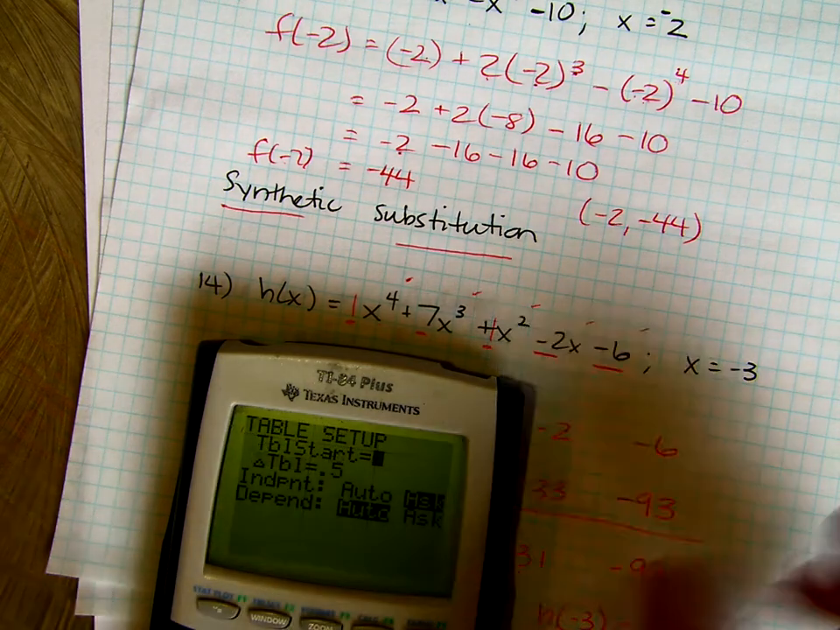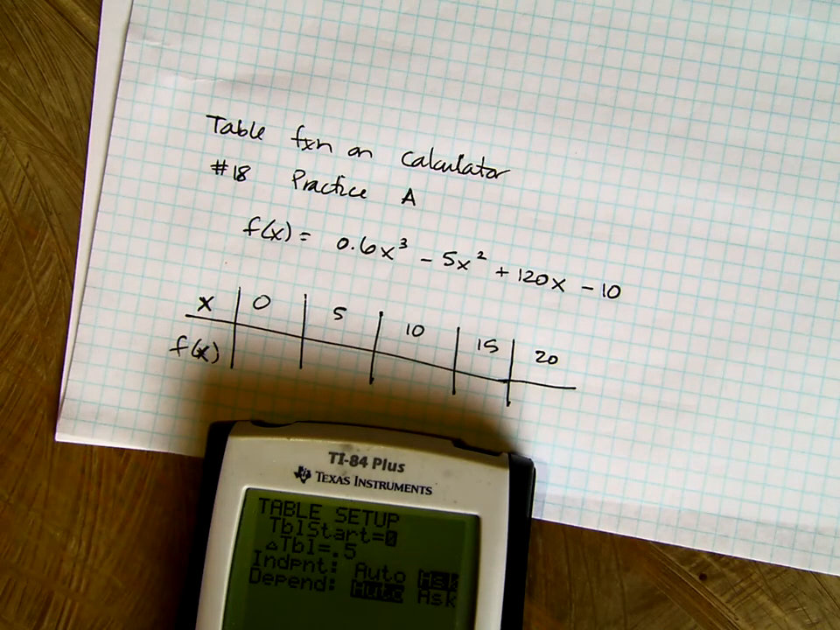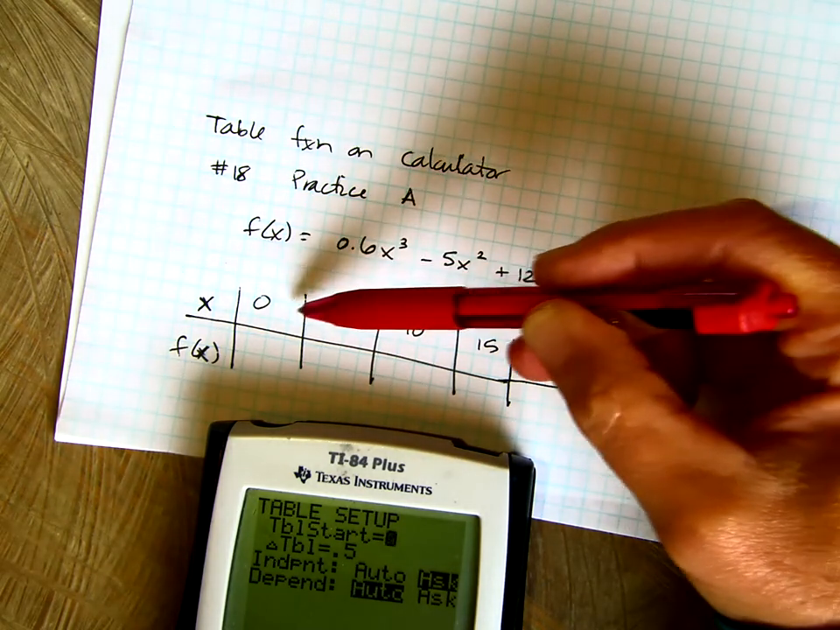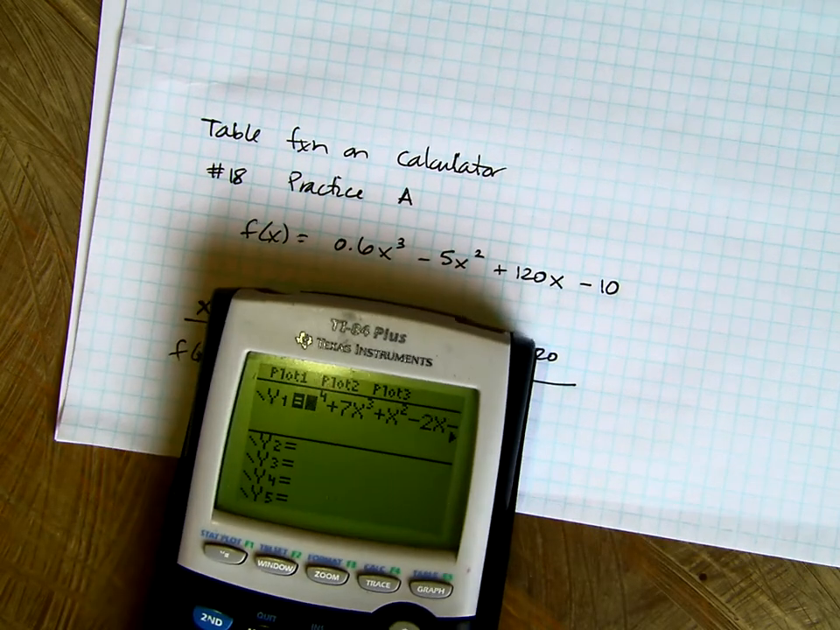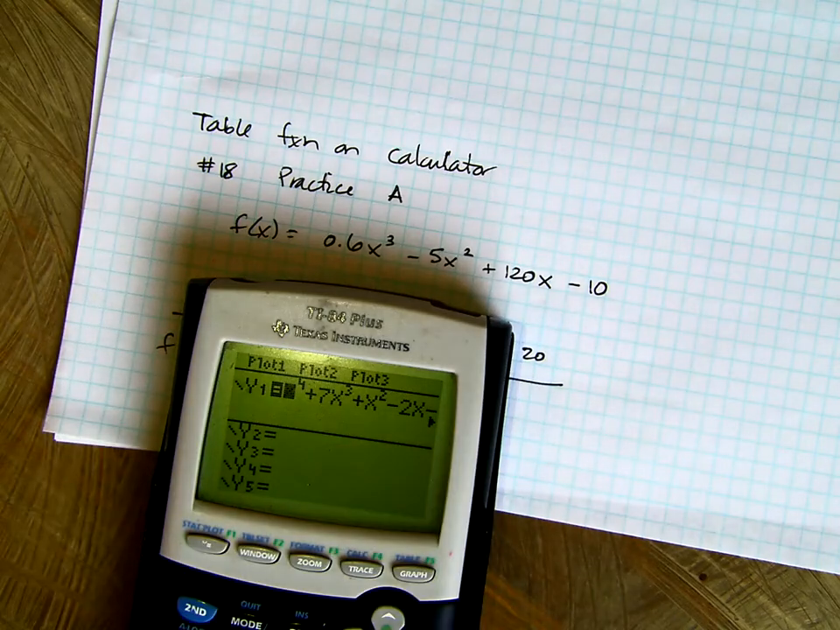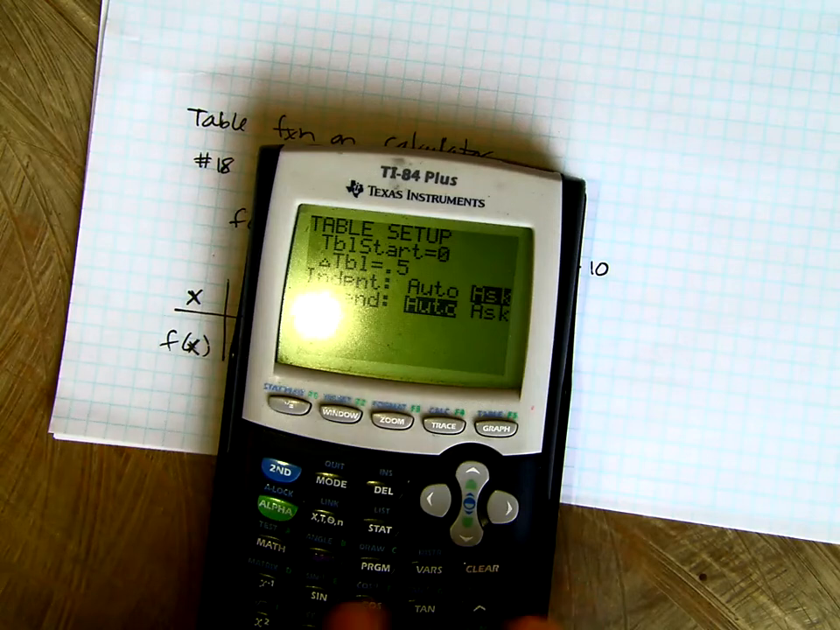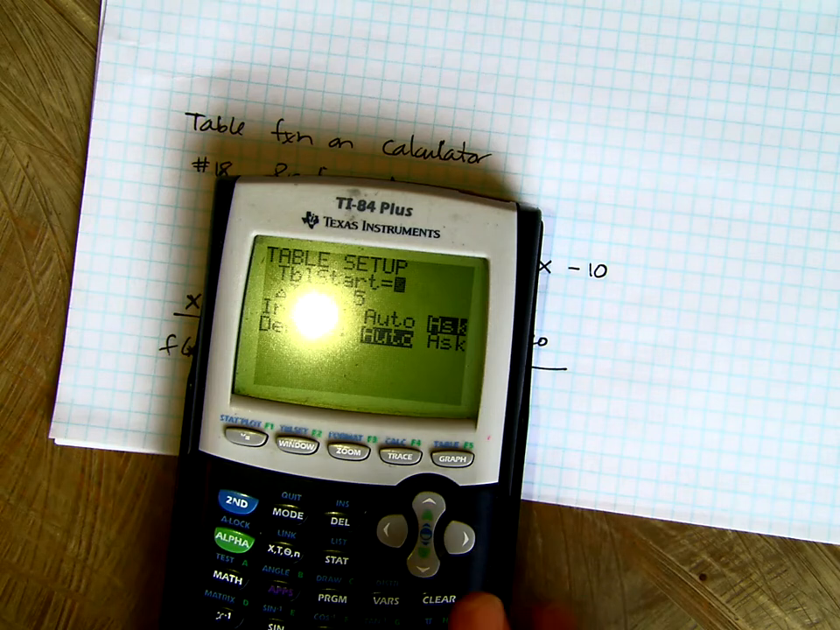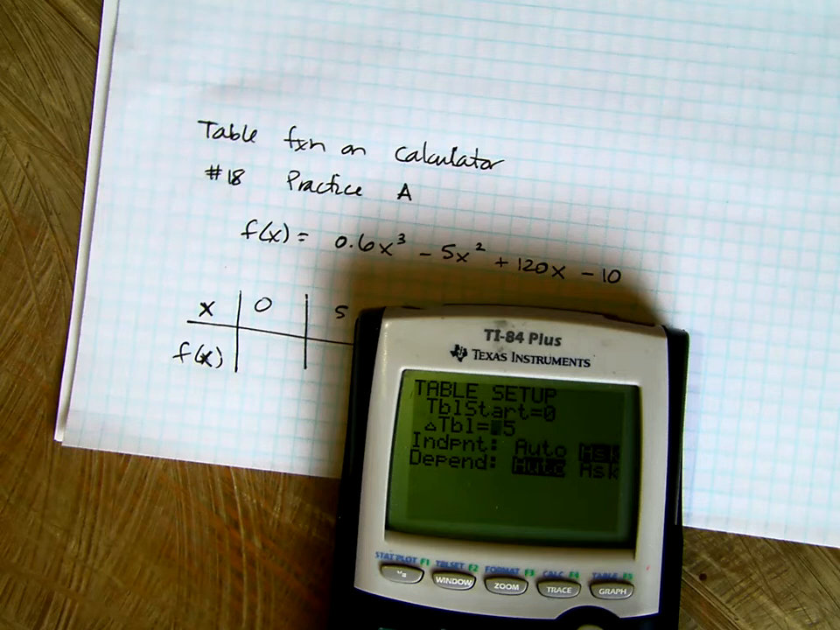Now, let's go back to this, because the other thing I wanted to talk to you about is, since I'm on my calculator here, number 18 on practice A is kind of a yucky function, and they want me to evaluate it for 0, 5, 10, 15, 20. Well, let's go back to the y equals, I'll just use the function I have. So there it is, x to the fourth plus 7x cubed. Now, if I want to evaluate that for 0, 5, 10, 15, 20, I go to my table set, which is second table set, and I want to start it at 0. I want to go by 5s.